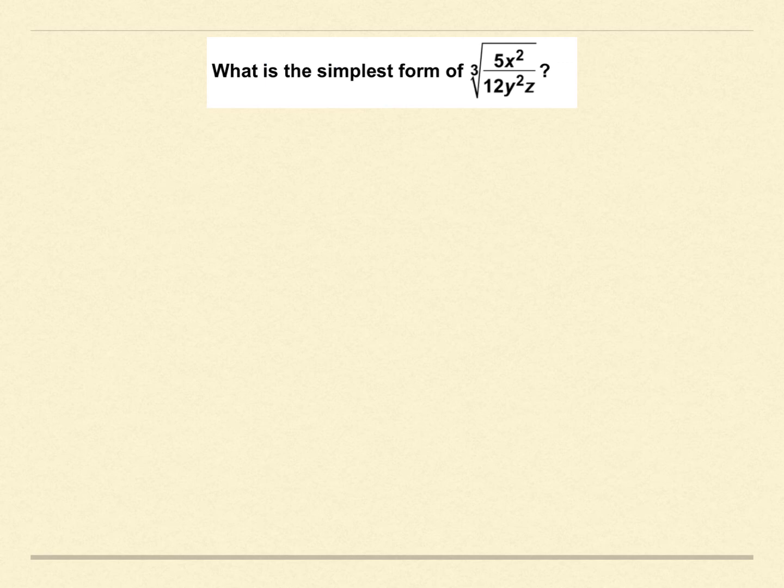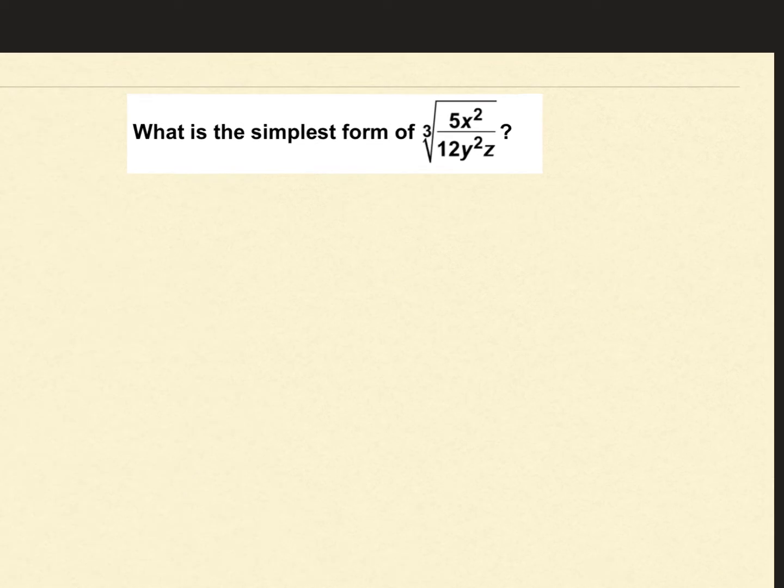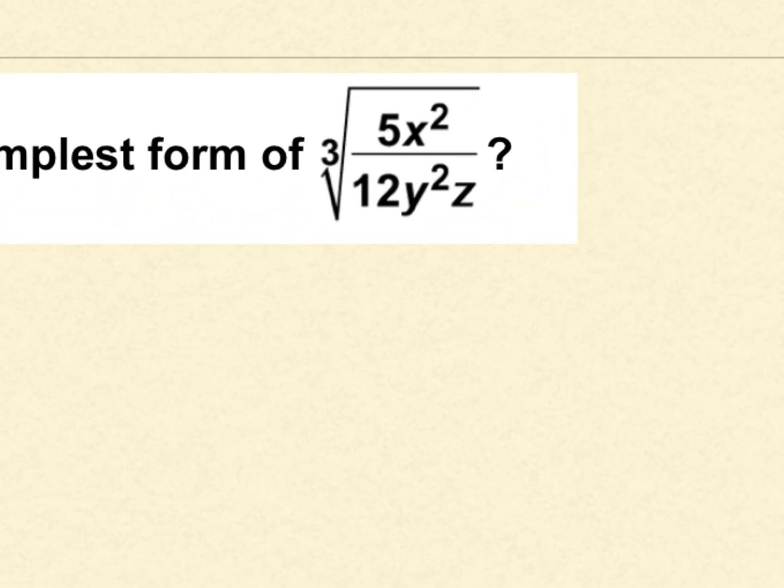Let's look at this one. So what is the simplest form of the cubed root of 5x squared over 12y squared times z? So looking at this, just taking one step at a time. Looking at our numbers, can we simplify 5 over 12? Nope.